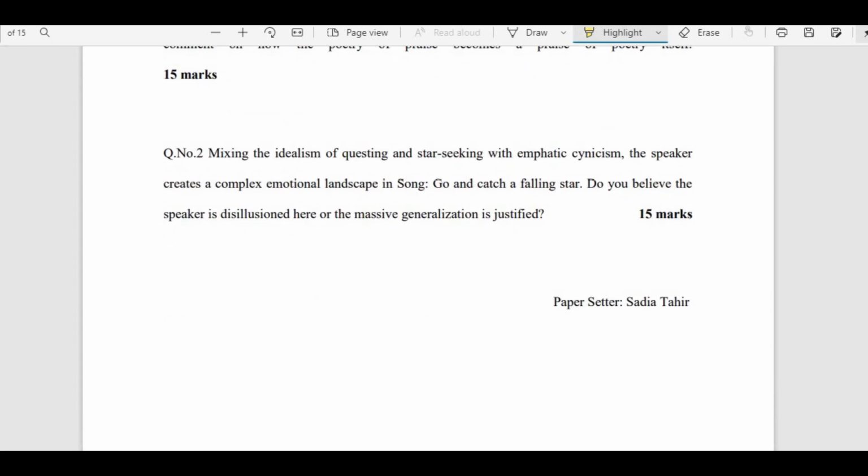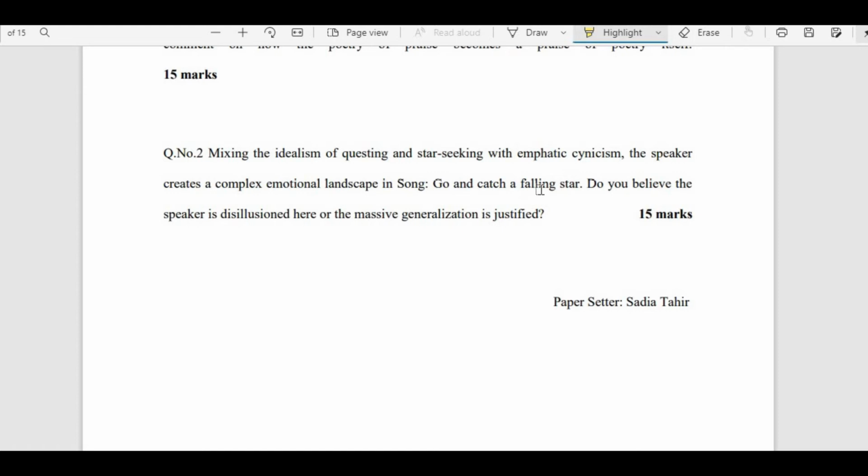And question number 2 is mixing the idealism of questioning and star seeking with empathetic cynicism. The speaker creates a complex emotional landscape in the song Go and Catch a Falling Star. Do you believe the speaker is disillusioned here, or massive generalization is justified? Alright, this is from John Donne's poem Go and Catch a Falling Star. Complete analysis is available on my channel.